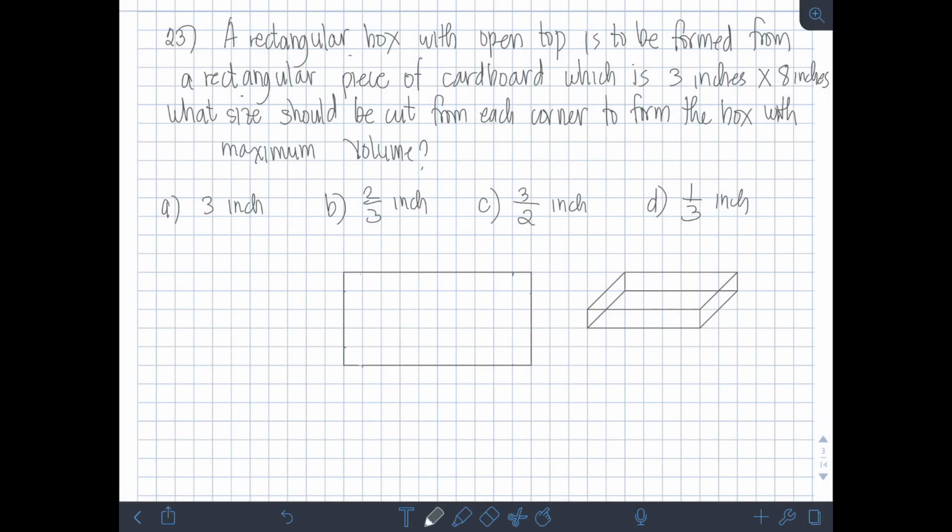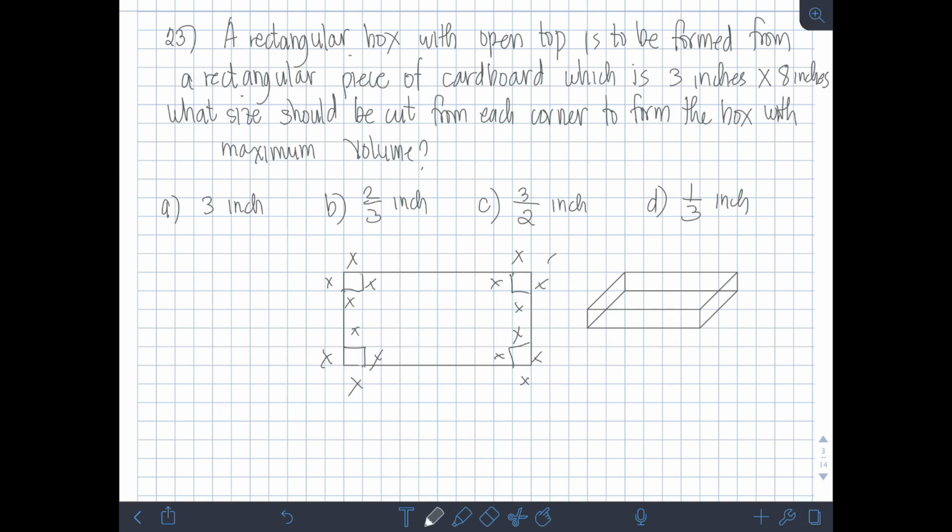Okay. Next, we have a rectangular box with open top is to be formed from a rectangular piece of cardboard which is 3 inches by 8 inches. What should be cut from each corner to form the box with maximum volume? Okay, so gagawa daw tayo ng rectangular box from a rectangular piece of cardboard. So, halimbawa, ito yon. Tapos, magka-cut daw tayo dun sa corner ng square. So, let's say, ito yung mga squares natin sa corners with dimension x. Okay? So, x lahat yung dimension niyan kasi square.